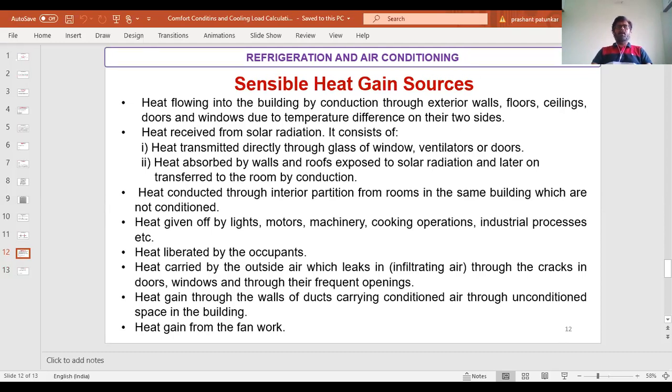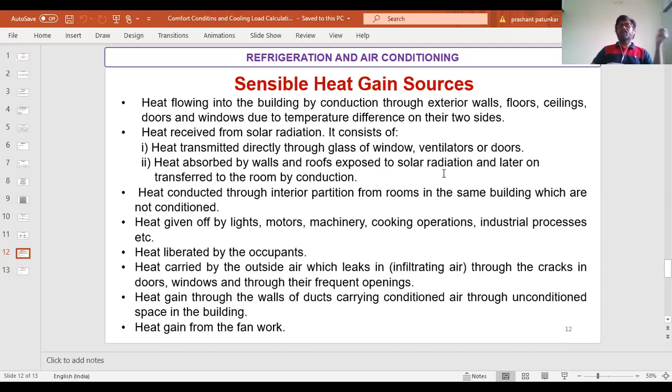Another major, important parameter which contributes to the sensible heat gain is the heat conducted through the interior partitions of the rooms in the same building which are not conditioned. It means that, suppose in a particular building there are two flats, your own flat and another flat which is adjacent to you, and you might be having one common wall which would be shared by both the flat owners.